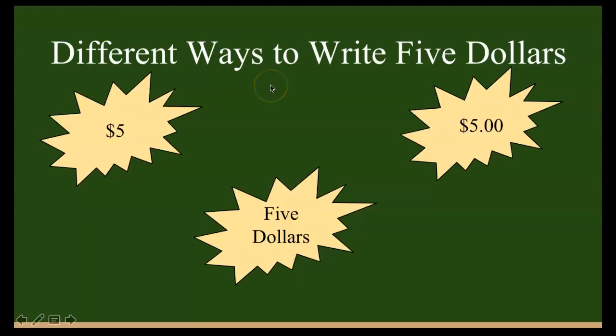All right. Now, again, I know it seems crazy, but there are three ways to write out $5. The first way, if you look over here, you see $5. You also have it written out in word form as five dollars. Over here, you also have $5.00. And they all mean the same thing. They all mean $5.